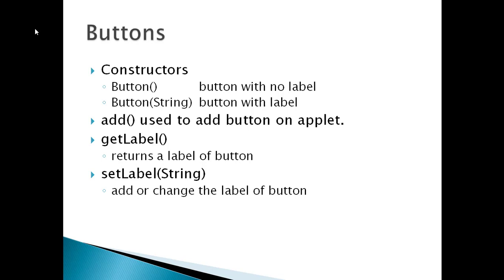Button(String) creates a button with a label, and after creating it we need to add it to the applet. The add method is used to add a button to an applet. Next, to get the button's label we use the getLabel method, and to set the label we use the setLabel(String) method.